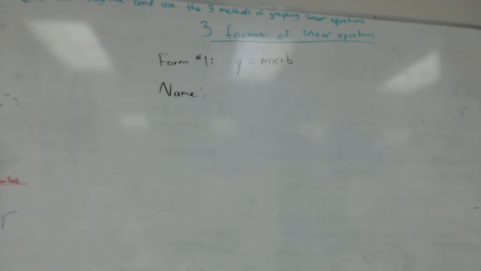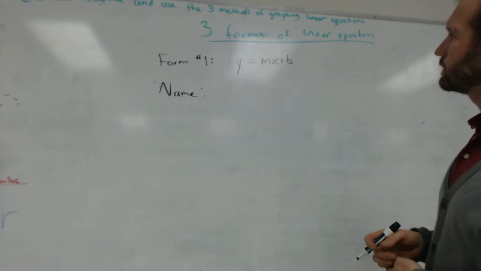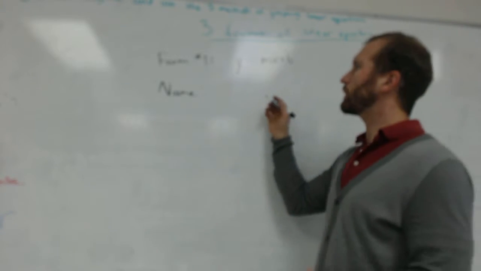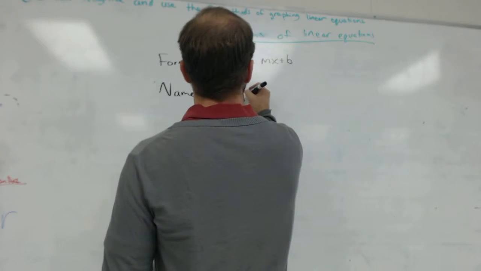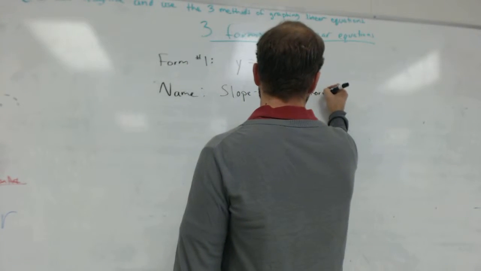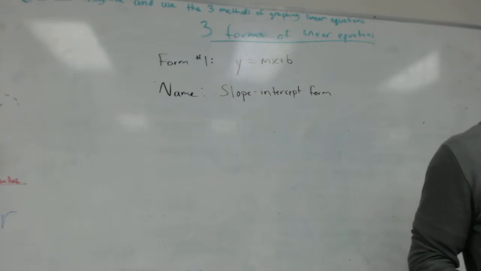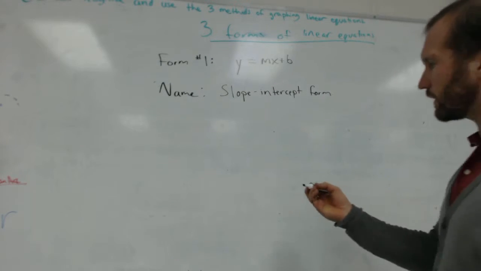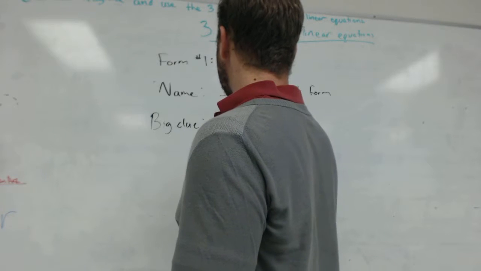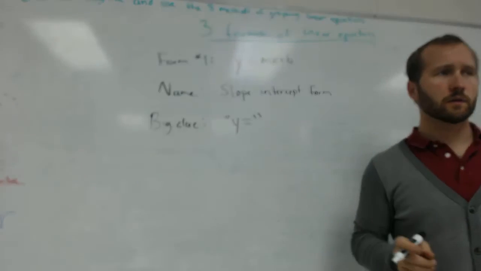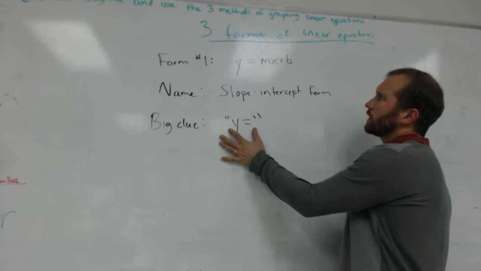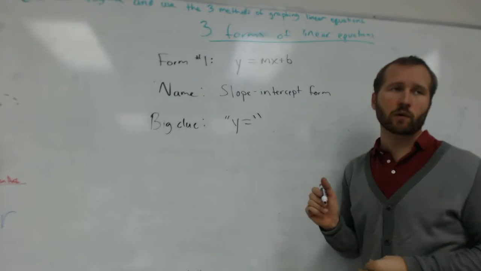Whenever we have y equals, we call this form slope intercept. Okay. The big clue here is the y equals. Okay? That's our big clue. When we see y equals, we're probably going to be in slope intercept form.